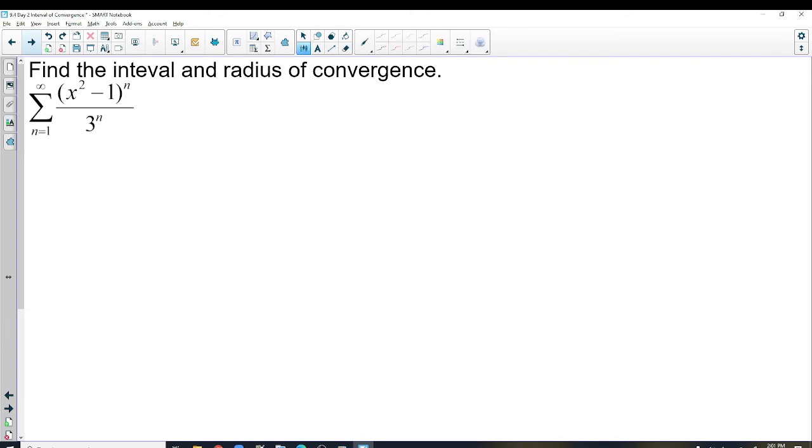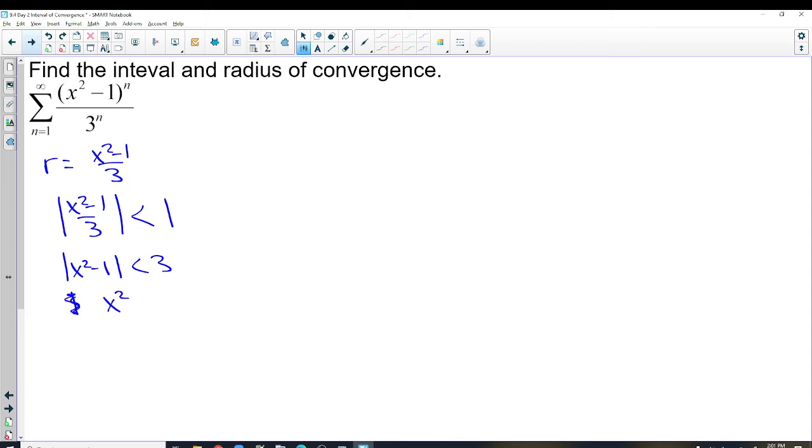All right, so r is equal to x squared minus 1 over 3. Absolute value of x squared minus 1 over 3 has to be less than 1. And now with that x squared, that causes a problem because we don't want to square root negative values. So I don't want to split this up too early. So let's multiply 3 over. Let's add 1 over. And now I don't need the absolute value.